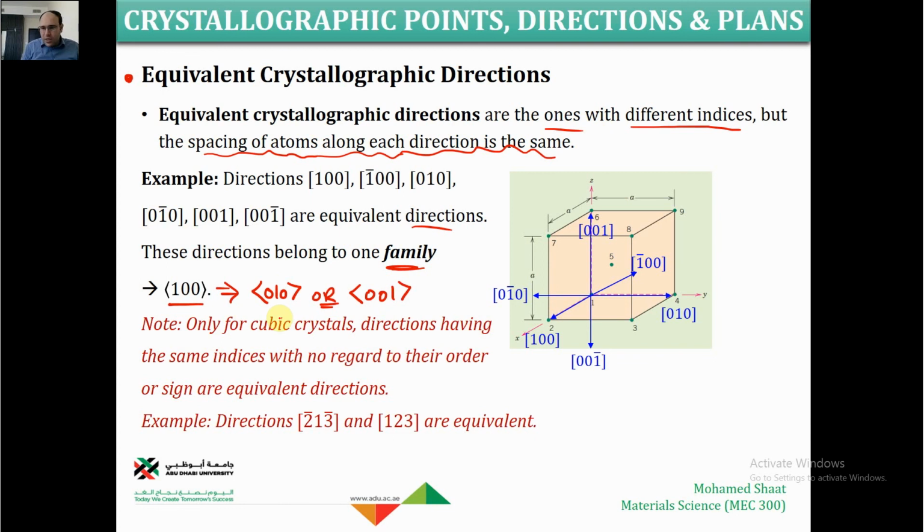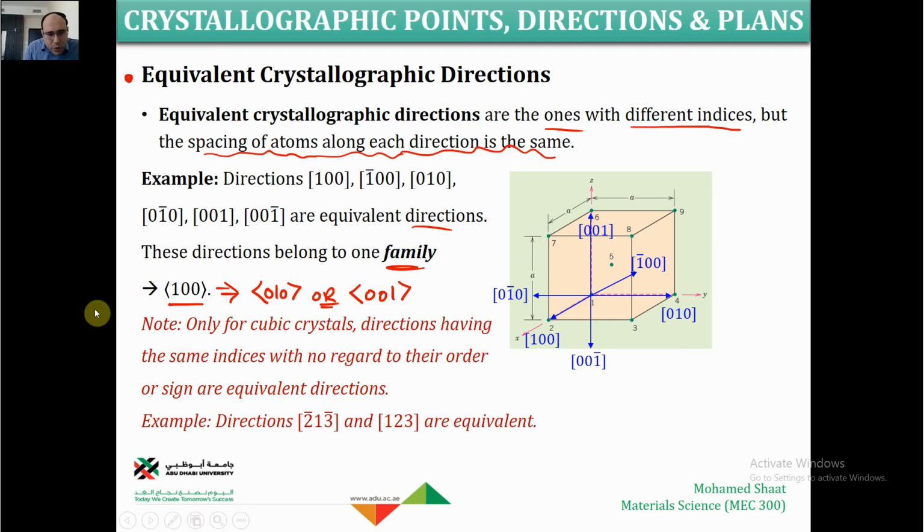So whichever way of representing the family, we're still talking about the same family. We can write this family as 1, 0, 0 or 0, 1, 0 or 0, 0, 1. Any option is fine since the length of the vector is still the same. Okay, so this is what an equivalent crystallographic direction means, and what a family means. A family is a group of equivalent crystallographic directions.